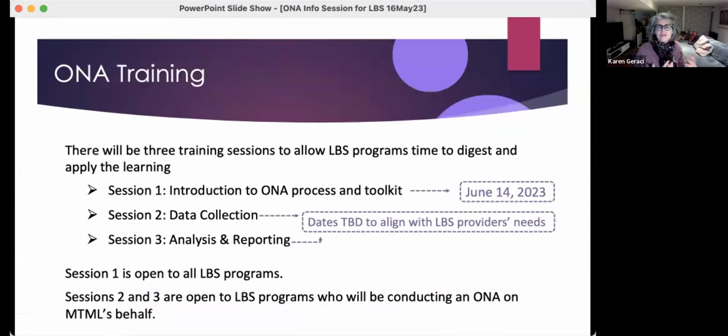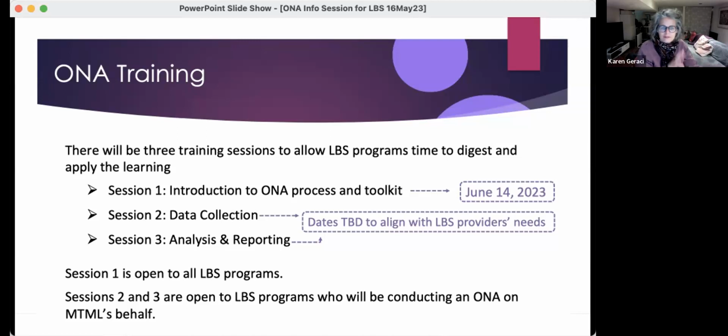So there will be 3 training sessions. The first one is already scheduled. That will be an introduction to the ONA process and toolkit. So that's a preliminary one, and it's open to all LBS programs, so you don't necessarily have to have committed to do an ONA in order to attend that. Sessions 2 and 3 haven't been scheduled yet because we're going to wait and see who we're working with, and we're going to schedule them according to their needs and their schedules.